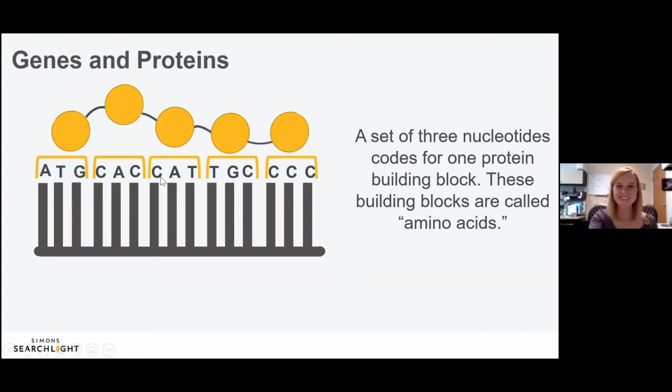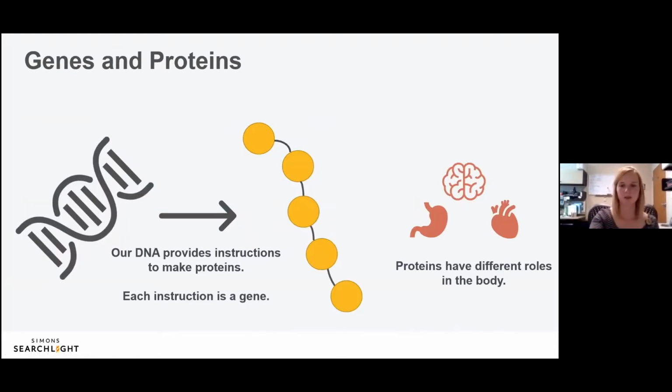How exactly does it do that? Well, it reads those DNA letters in chunks of 3. Each 3-letter code codes for what we call an amino acid. In this picture, amino acids would be each of these circles. All of these tie together to ultimately make a protein.